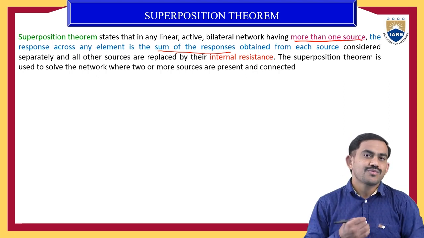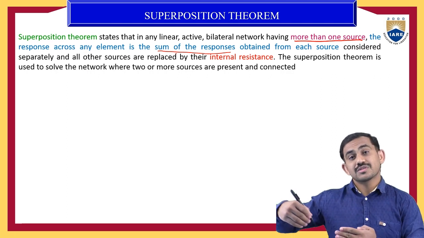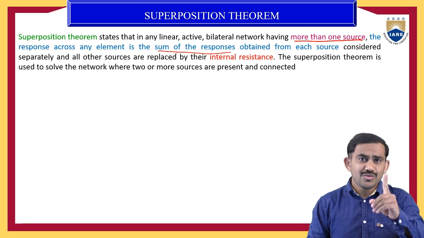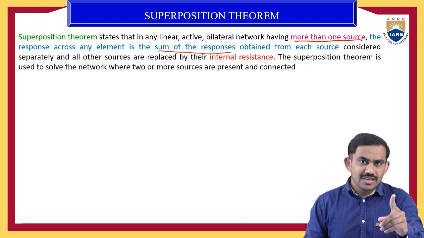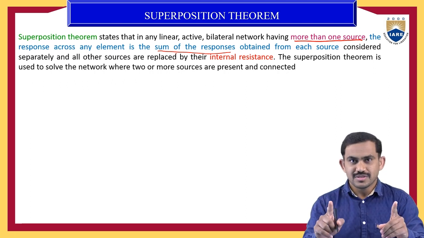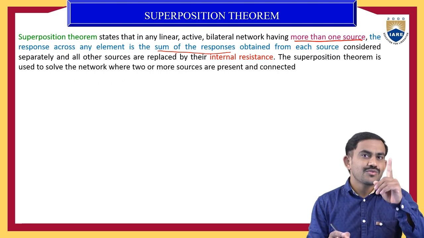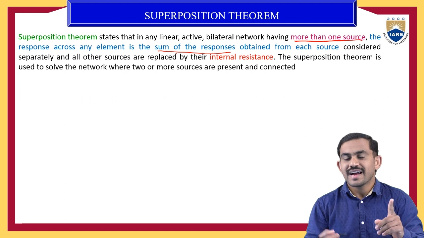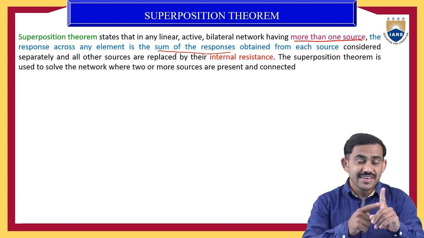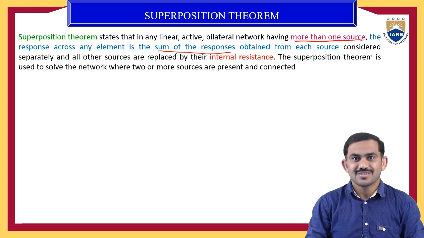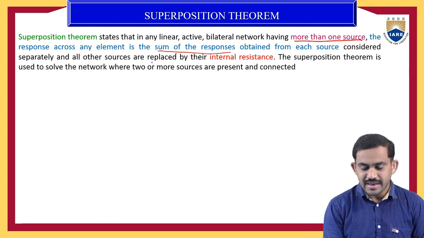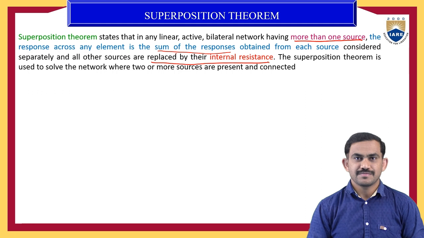Suppose your circuit has two or more sources, for example one voltage source and one current source. If your voltage source is acting, then your current source is open. And if your current source is acting, your voltage source is short circuit. So all the other sources are replaced by their internal resistance. This is the superposition theorem.